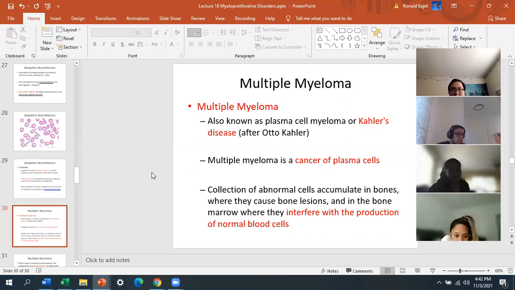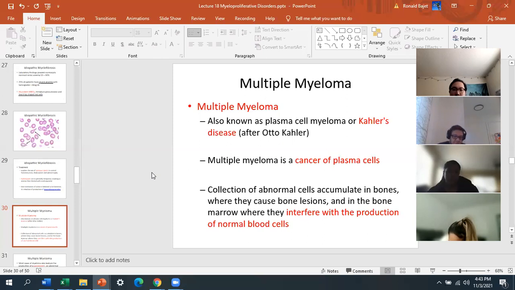You remember what plasma cells are for, correct? What do plasma cells do? They make antibodies. Correct. And what type of lymphocyte do they originate from? B lymphocytes. Right.